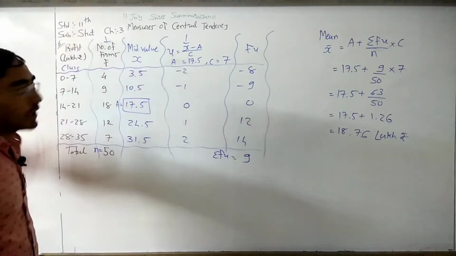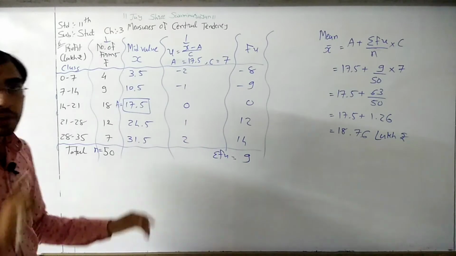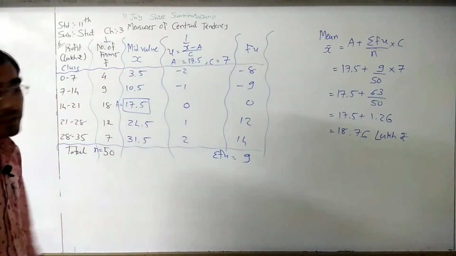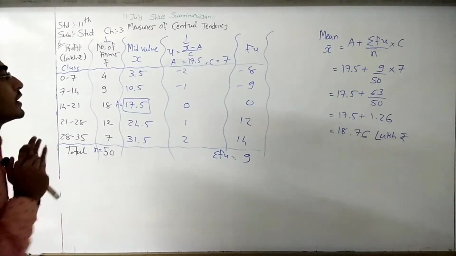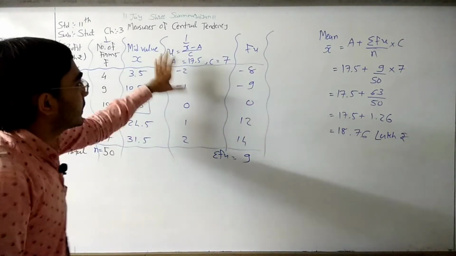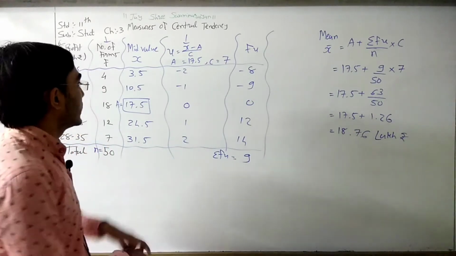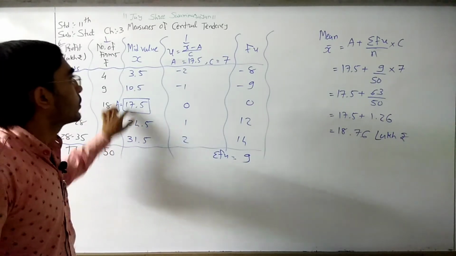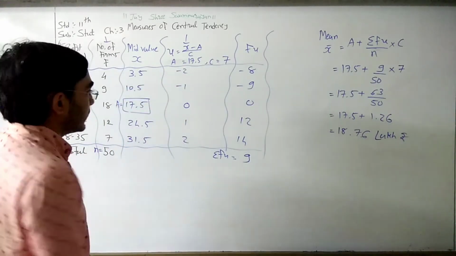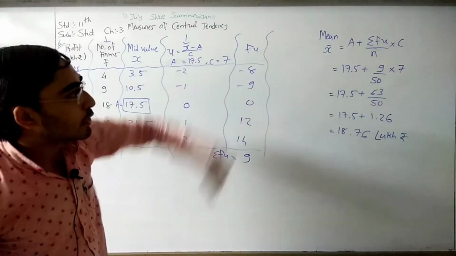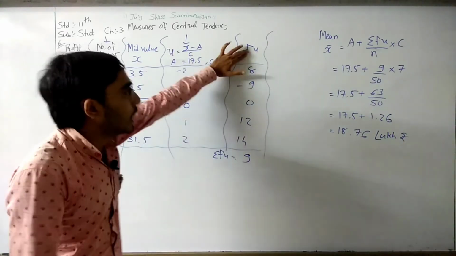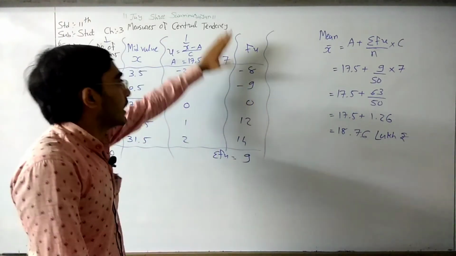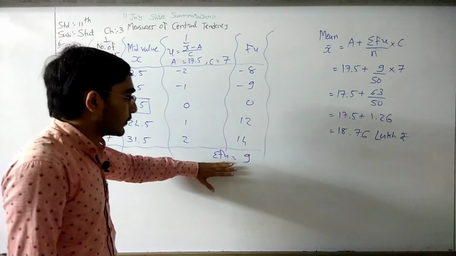So class is given to you, F is given to you. You need to find the mid value, upper limit plus lower limit divided by 2. After that we can go for the step deviation. We can use the direct method even, we can go for the deviation method even. But here we directly use the step deviation method. So here 0, -1, -2, here 1, 2, A that we assume 17.5, C that is class length 7. Okay, after that we want multiplication of F and U, so FU. So just multiply F with U, so you will get the value of FU. Add all these numbers, so you will get the sigma FU.